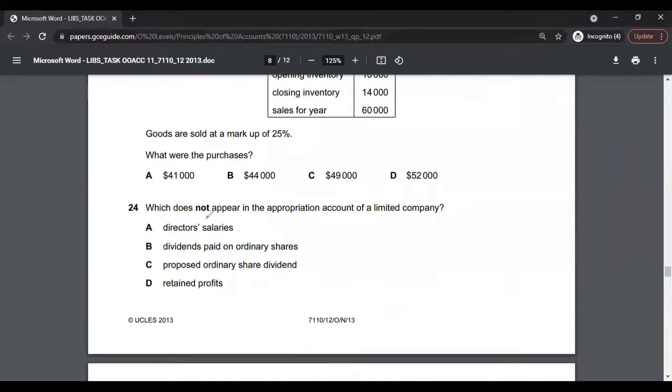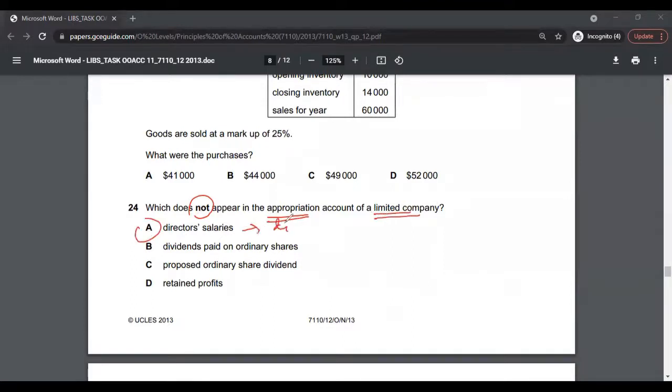Multiple choice 24, which does not appear in the appropriation account of a limited company. And that's director's salary. Director's salaries are disclosed, but they are not in the appropriation account. So the answer to multiple choice 24 is option A.